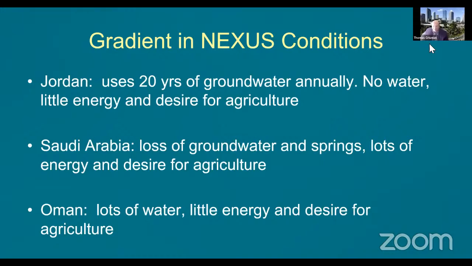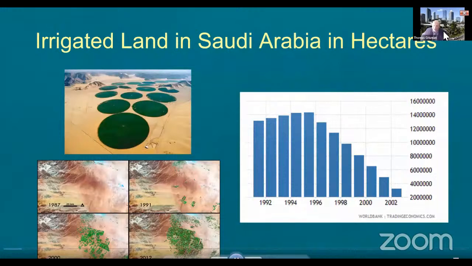Let's contrast these. Irrigated land in Saudi Arabia has declined steadily from the 1990s. In the 1990s, Saudi Arabia was the 5th largest exporter of wheat in the world, and now they're importing most of their food.